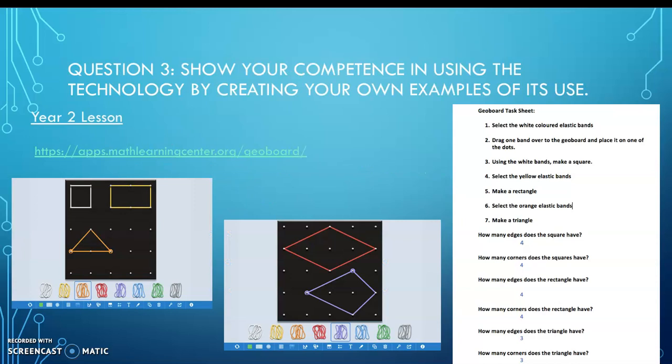I will now demonstrate how the students would complete the Year 2 lesson on the geoboard.